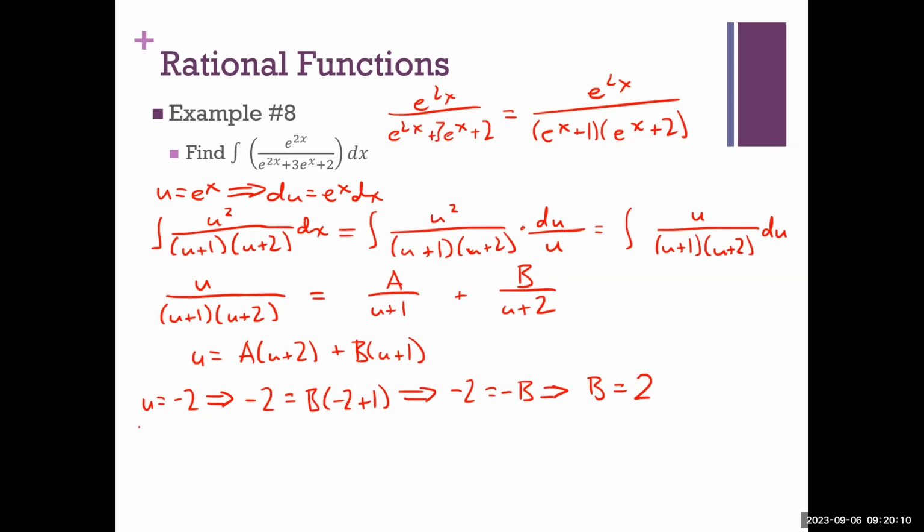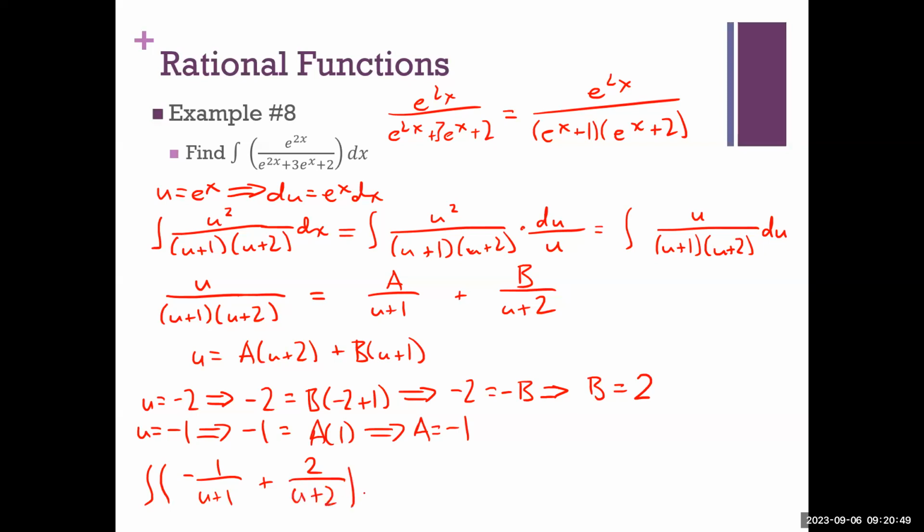What's another good u value? -1. So that gives us -1 equals just A. Okay, so I got B equals 2 and A equals -1. So now I can integrate this thing. Integrate -1 over u plus 1 plus 2 over u plus 2 with respect to u.